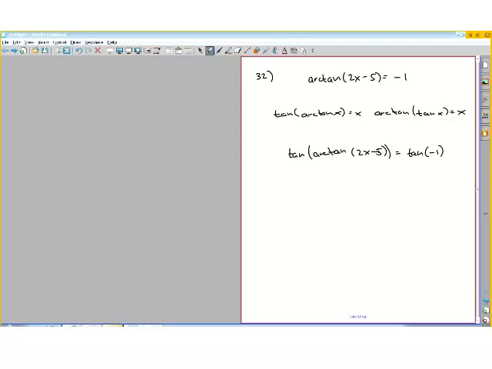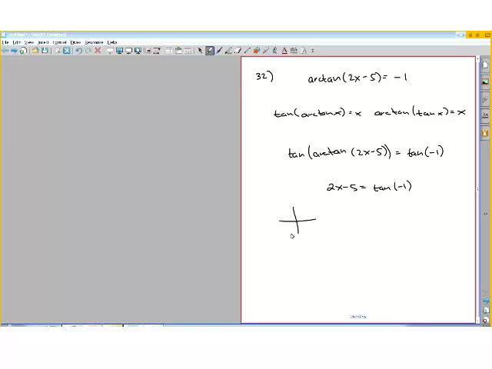And so when you do this, because these are inverse functions, the f of g of x thing, you just get 2x minus 5. And then we get the tangent of negative 1. And this is negative 1 radians. So what is that?